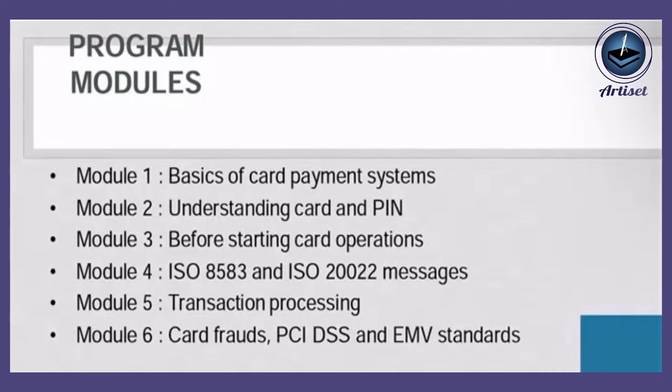But still there are some limitations with the infrastructure in the current technologies. So that is the only challenge which 20022 is being held back by, but it's still progressing. Module 5 and module 6: module 5 is transaction processing. It would cover how the card life cycle goes.